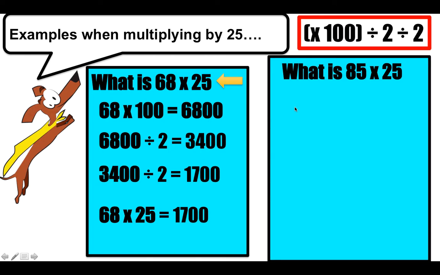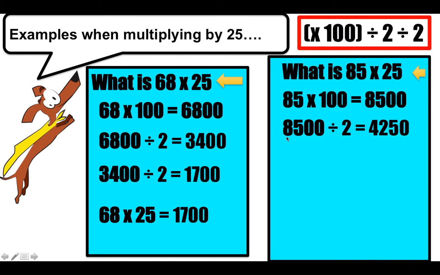Another example, what is 85 multiplied by 25? This one's slightly more difficult. We know 85 times 100 is 8,500. But we want to find what is 85 times 25, right? So 100 divided by 2 would be 50, divided by 2 again would be 25. So we need to take our answer here and divide by 2 and divide by 2 again. So let's do it. 8,500 divided by 2 is 4,250.